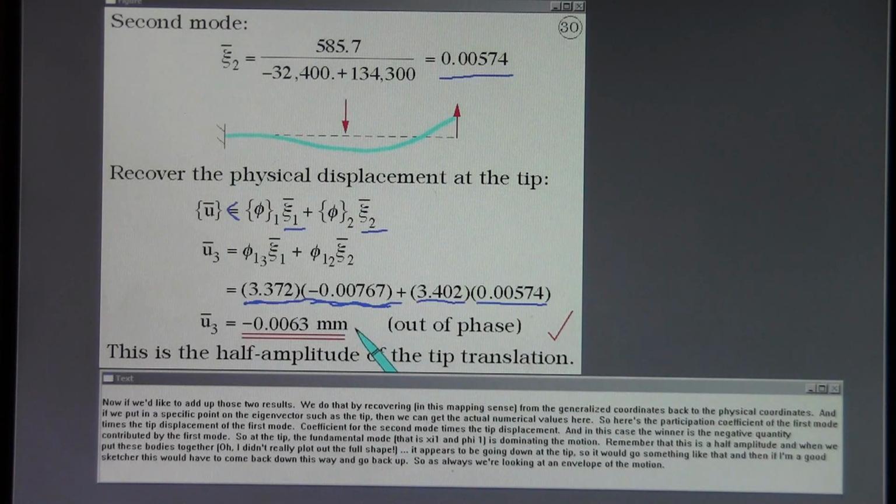Remember that this is a half amplitude, and when we put these bodies together, I didn't really plot out the full shape, but it appears to be going down at the tip, so it would go something like that. And then if I'm a good sketcher, this would have to come back down this way and go back up. So as always, we're looking at an envelope of the motion.